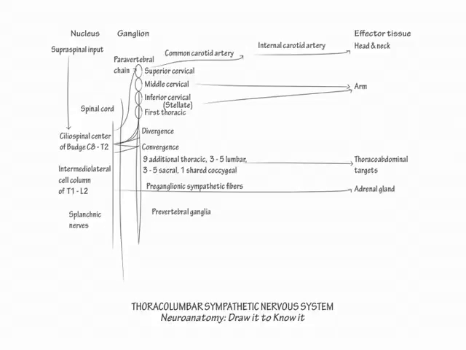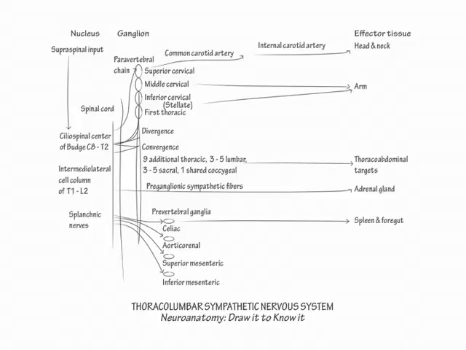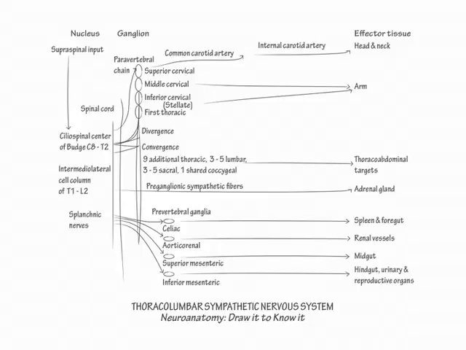sacral vertebral column. The prevertebral ganglia are, from superior to inferior, the celiac, aorticorenal, superior mesenteric, and inferior mesenteric ganglia. Indicate the celiac ganglion innervates the spleen and foregut derivatives, the aorticorenal ganglion innervates the renal vessels, the superior mesenteric ganglion innervates the midgut derivatives, and the inferior mesenteric ganglion innervates the hindgut derivatives, urinary and reproductive organs.